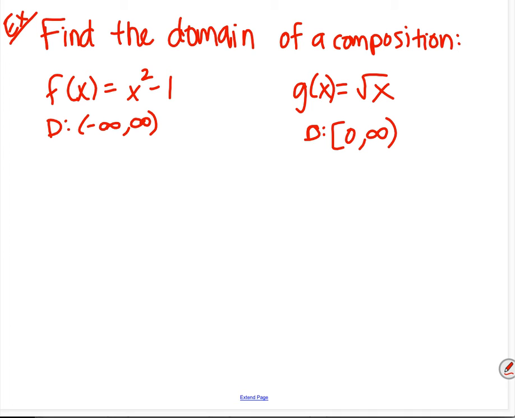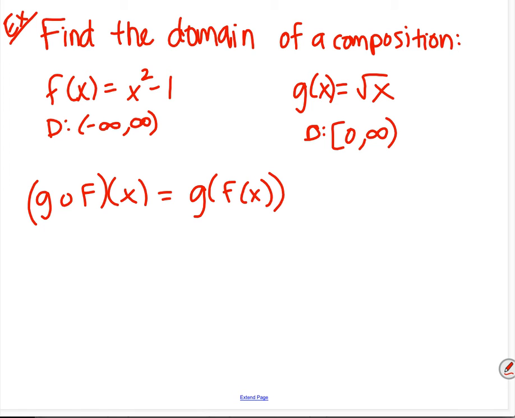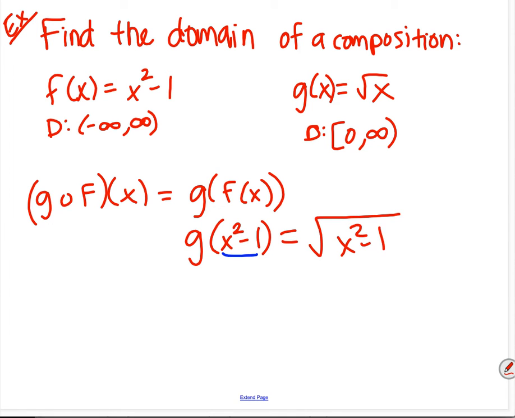So the domain of the first function and the domain restrictions of the second function should be put together, essentially. So if I'm finding g of f of x, I'm going to first find a composition. I'll talk about the domain in a second. So that would really be g of whatever f of x is, which is x squared minus 1. So then I'm going to plug in x squared minus 1 in place of x in my g equation. So that would be the square root of x squared minus 1.